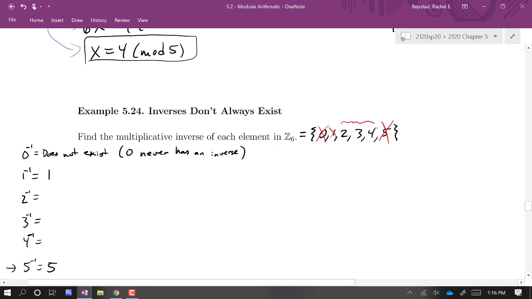2 times 2 is 4, that's not 1 mod 6. 2 times 3 is 6, that's 0 mod 6. And 2 times 4 is 8, which is 2 mod 6. So 2 does not have an inverse.